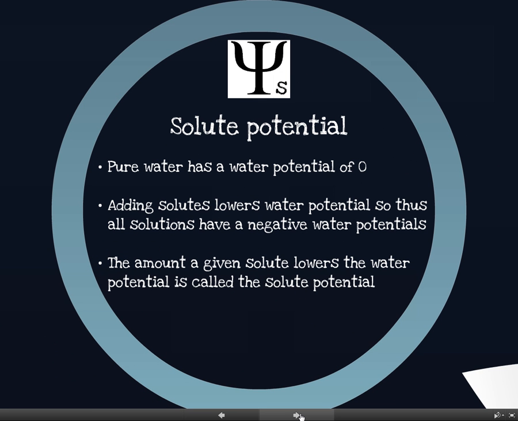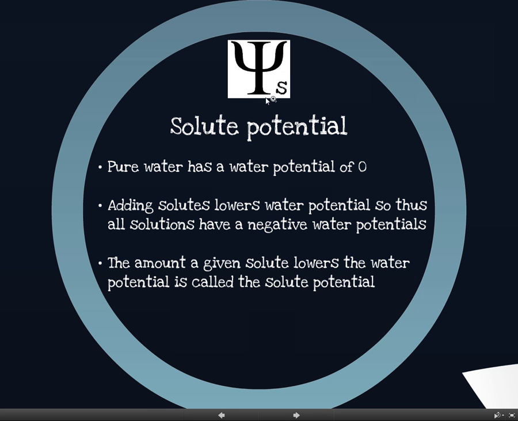Solute potential is basically the concentration of solutes in the solution. Pure water has a water potential of 0. When you add solutes, that lowers the water potential, so all solutions, anything that's got some solutes in it, have a negative water potential. You never really get positive water potentials. Pure water has a water potential of 0, and if you add solutes to that water, it becomes negative. So solute potential is always a negative value.